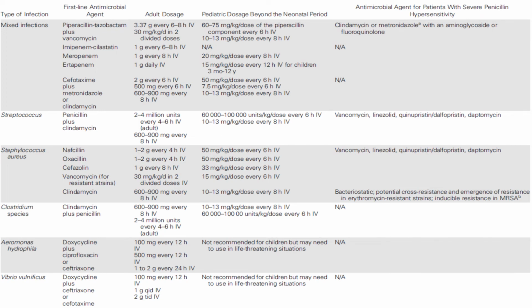About the treatment, you can follow this table. If you know about the mixed infection, you should cover anaerobes, maybe with ertapenem, meropenem, cefotaxime, or ceftriaxone, plus metronidazole or clindamycin. And for Streptococcus, penicillin is still the best. You should add clindamycin to neutralize toxin. For Staphylococcus aureus, you can use oxacillin, cloxacillin, or cefazolin.